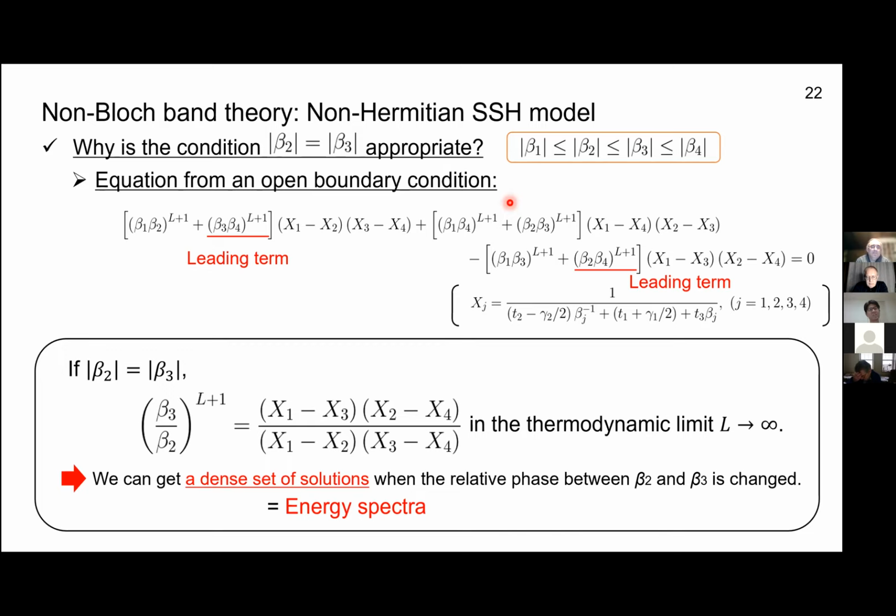Double scaling limit. Beta 3 over beta 2 in modulus is not exactly one. It's very close to one, but L-dependent. The difference from one depends on L, and as L goes to infinity, the difference should go to zero. In that limit, something should remain and could give you some extra states. I think it would be interesting to study this limit. I see. Okay, so that was just a comment.